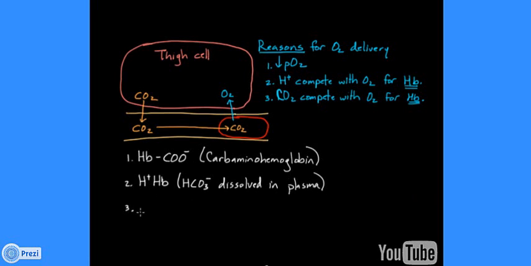And finally, what else is in the blood? We've got some CO2 that just gets dissolved right into the plasma. So this is sounding a little bit like what happened with the oxygen situation where you had some CO2 in the plasma itself. And this is what's headed back from the thigh to the lung.